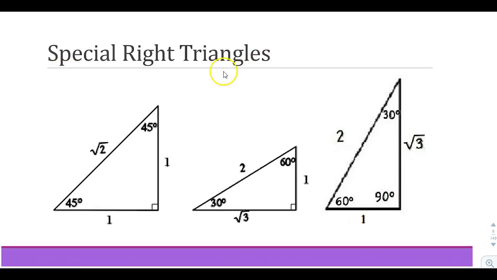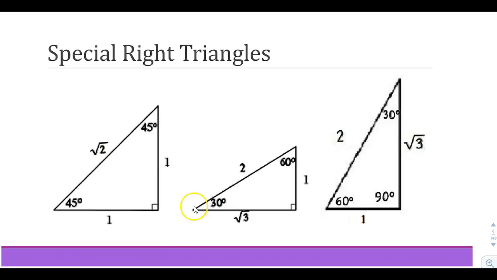Special right triangles. Let's go and take a look at the first one. This one's called a 45-45-90 triangle based on its angles. And we actually want to memorize the side lengths because they come up so frequently. So in a 45-45-90 triangle, the two smaller side lengths are going to be the same because it's an isosceles triangle. And if they have a length of 1, by the Pythagorean theorem, if we solve, that means that the hypotenuse has a length of radical 2.